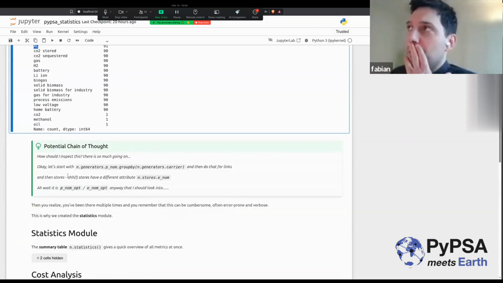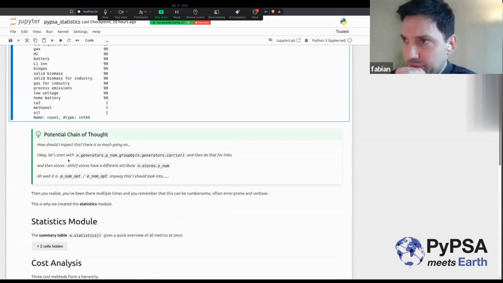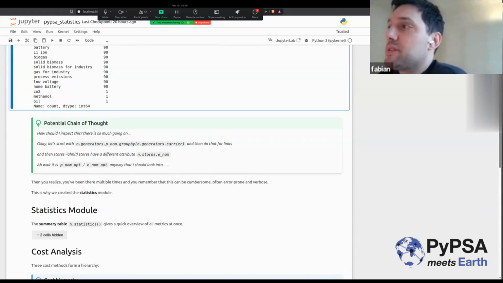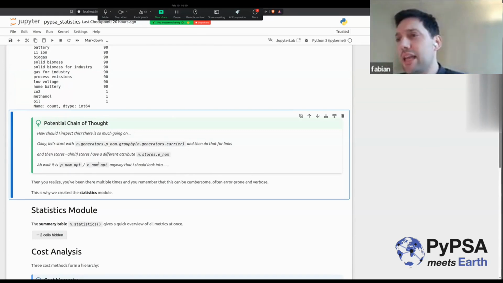Okay, then you might have a potential chain of thought. How do I inspect this? There's really a lot of things going on. Okay, let's start with generators, p_nom, and group by the carriers. Then perhaps, let's do that again also for the links. Then you think, okay, there are also stores, I should do that as well. Wait, stores have a different attribute that I should inspect. It's not p_nom, it's e_nom, right? Wait, it's not p_nom, it's p_nom_opt and e_nom_opt that I should look into anyway. So you see, there's this chain of potential things.